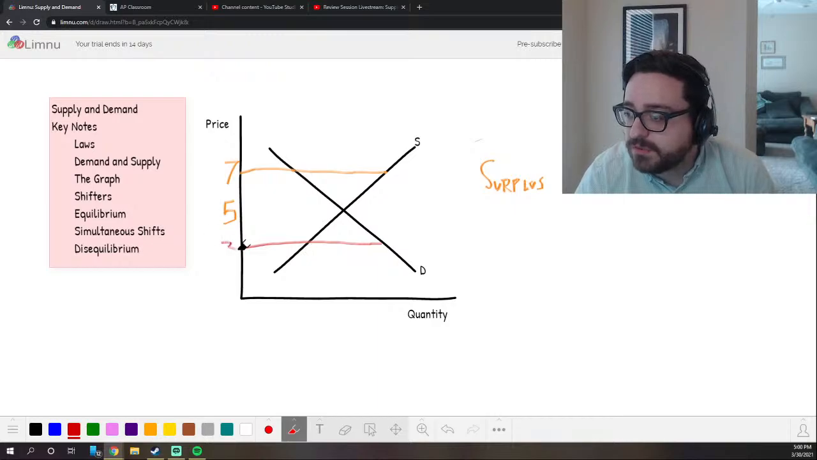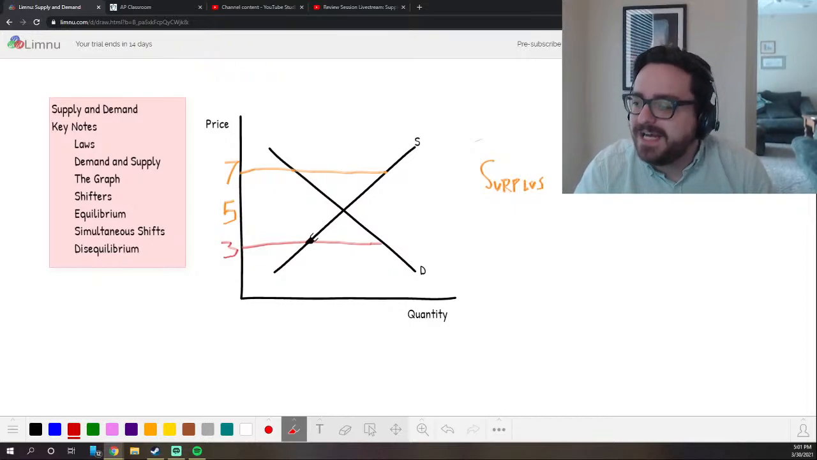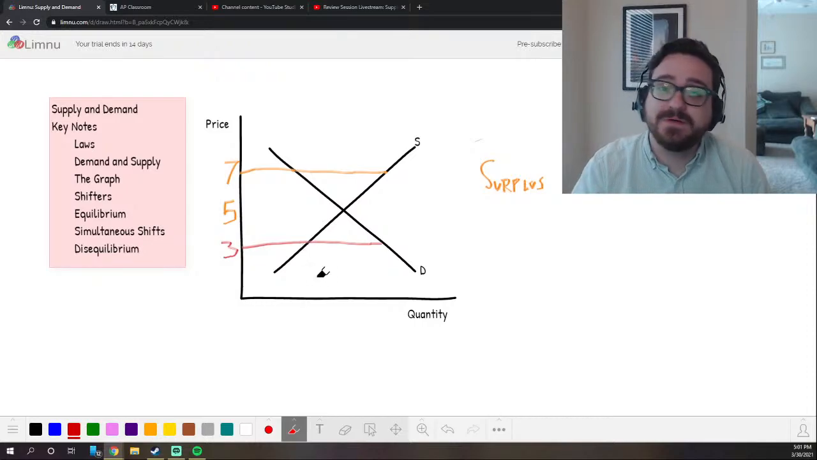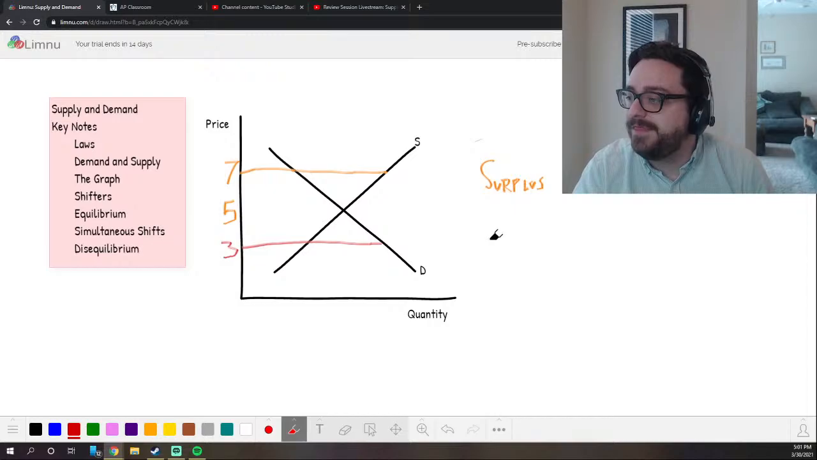say the price is at $3, we want this thing a lot. That's great. We'll buy a ton of that. And if the price is over here, businesses won't really like producing that. That's not going to make them very much money. That is called a shortage. And those are your two types of disequilibrium. Either a surplus or a shortage.